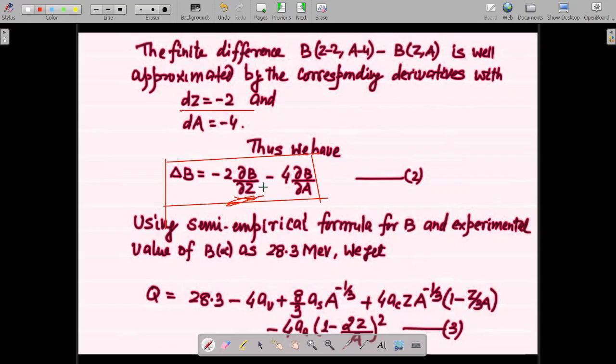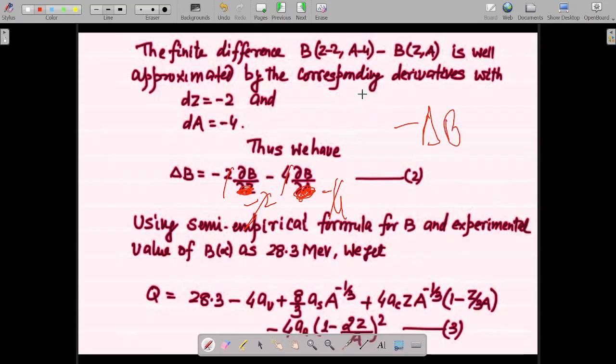It is not a fraction. Del B by del Z is not a fraction, and similarly del B by del A is also not a fraction. So saying that you substitute dZ over here and dA over here is wrong. But you can still do it for your convenience. You can substitute minus 2 and minus 4. Minus 4 cancels, minus 2 cancels, and you are left with minus del B.